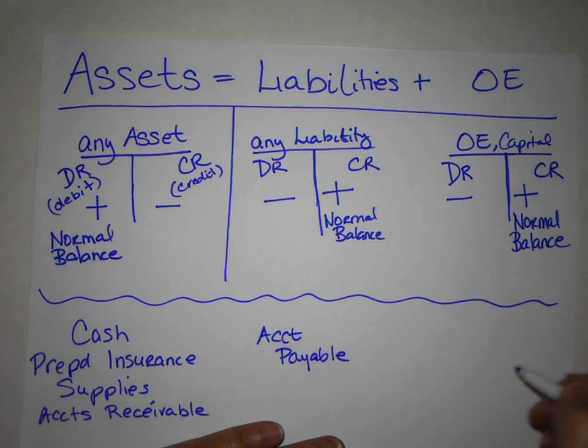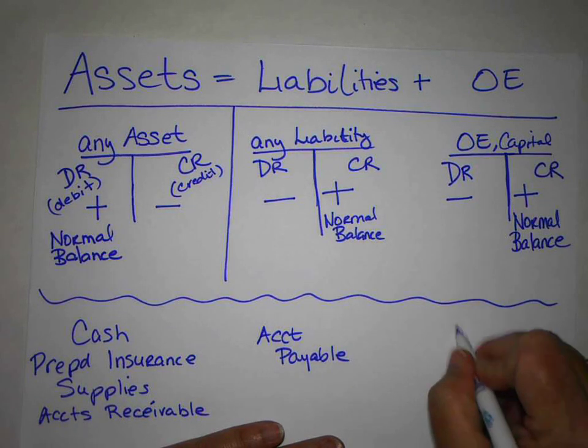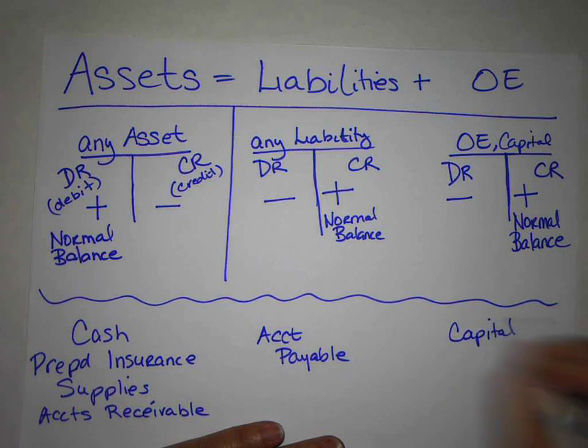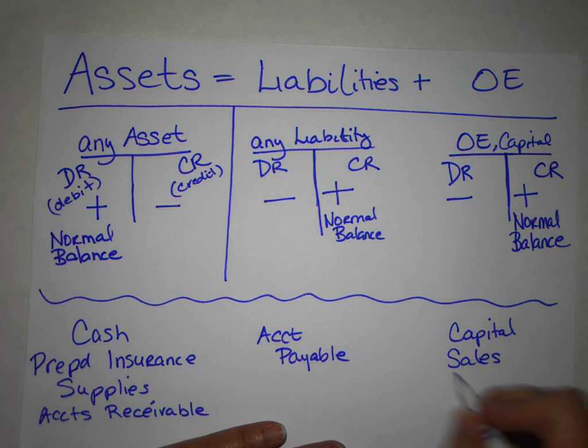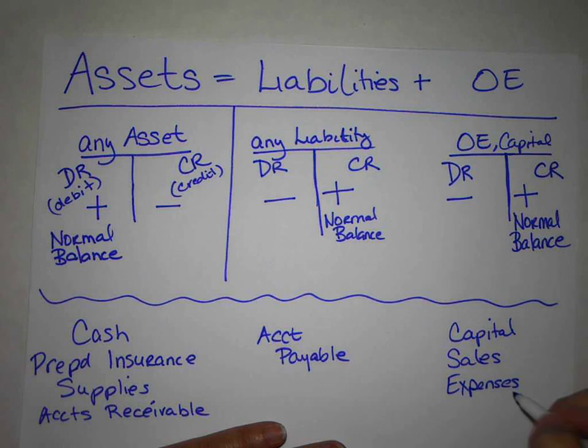And then for owner's equity, capital, the owner's capital account. Sales is an actual account. Sales is revenue. Revenue increases owner's equity. Expenses decrease owner's equity. Those are things like your rent, your utilities bill, those kinds of things. And drawing.